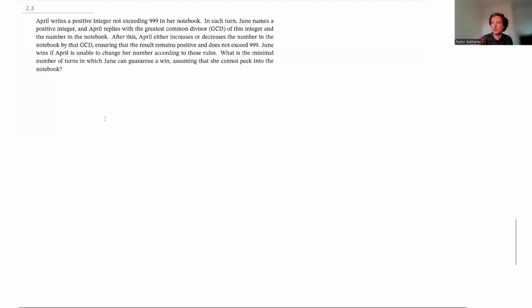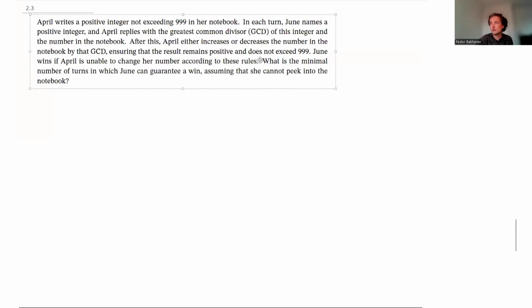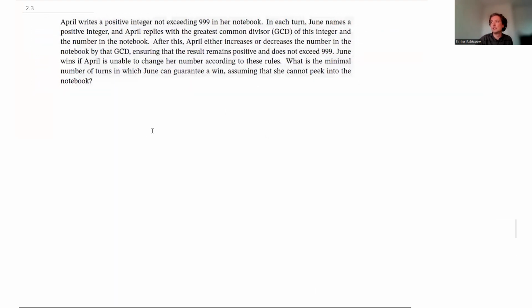And the third problem was about two girls, April and June. Here there are different approaches for solving this problem. One of the approaches is to find how we could block April at some point.